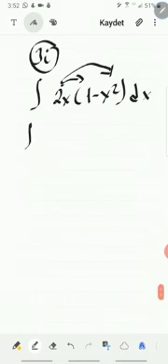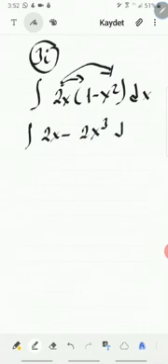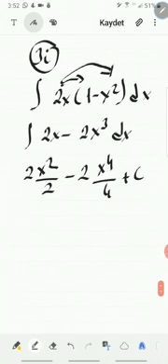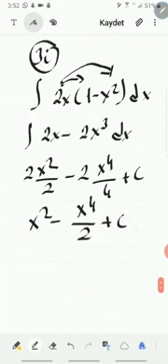So if we expand, if we distribute the parentheses, we get 2x minus 2x to the power 3 dx. So let's integrate separately. Minus 2x to the 4 over 4 plus c. So after cancellation, we get x to the power 2 minus x to the 4 over 2 plus c. For today, that's enough.